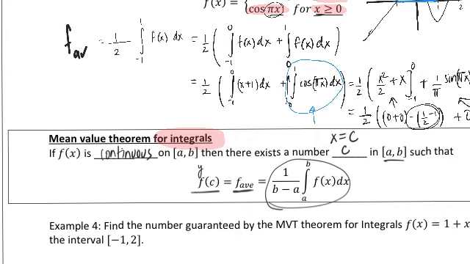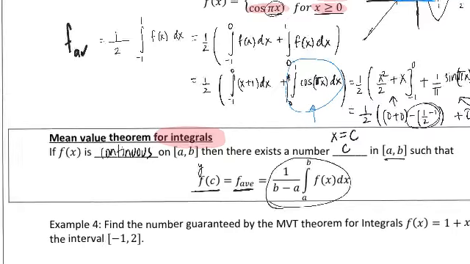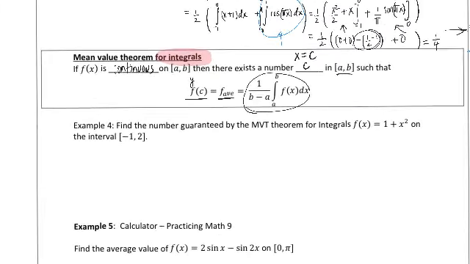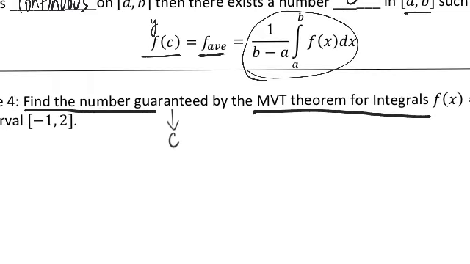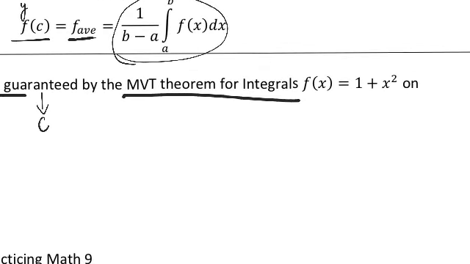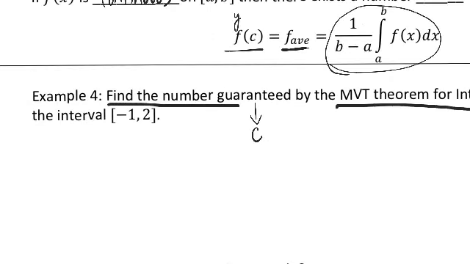So what does this all mean? Well, it just means that when you find this average value on a stretch from a to b, there's going to be at least one place where the function y value is exactly equal to that average value. So for example, example 4 says, find the number guaranteed by the mean value theorem for integrals, right? So this number is the c. And then the function is f of x equals 1 plus x squared, and we're on the interval -1 to 2.